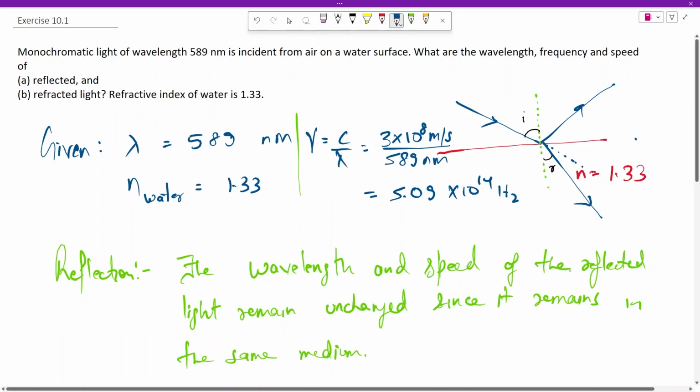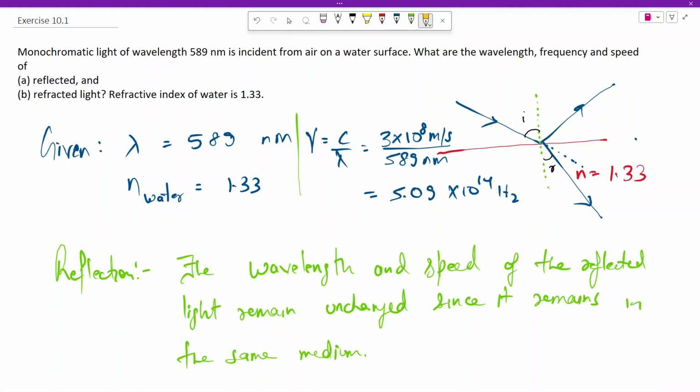The question says that a monochromatic light of wavelength 589 nanometer is incident from air on a water surface. What are the wavelength, frequency, and speed of the reflected and the refracted light? The refractive index of water is 1.33.